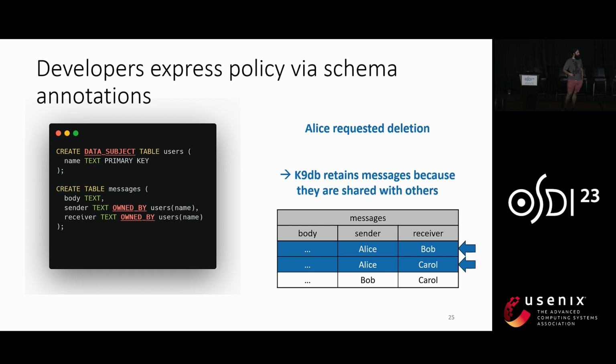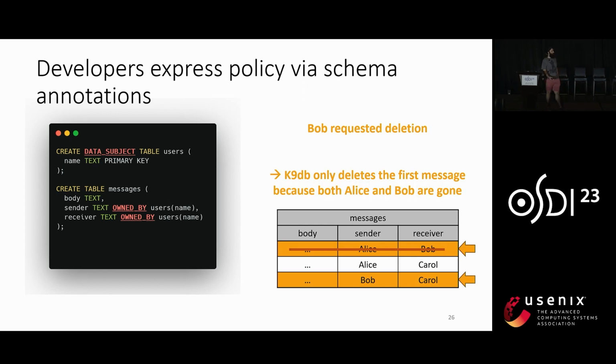Given these annotations, when Alice requests deletion, K9db does not delete any messages just yet. But if in the future Bob also requested deletion, then K9db deletes the first message that Alice sent to Bob, but retains the other two messages because they're related to at least one other active user, which is in this case Carol.